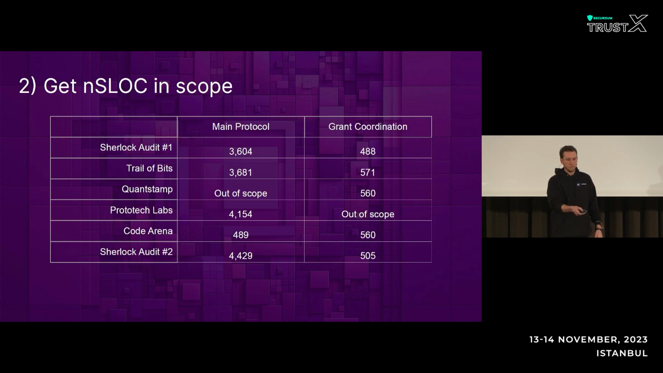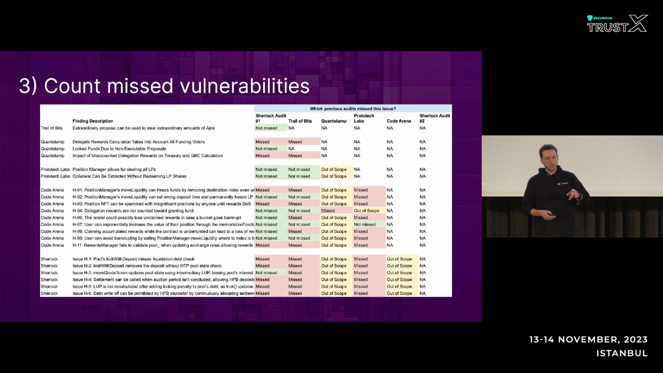So the next step is get the NSLOC in scope. This is fairly easy. So there was a main protocol in Ajna, and then there was kind of the grant coordination contracts. As you can see, we already have some problems here. QuantStamp didn't actually audit the main protocol. Prototech Labs didn't actually audit the grant coordination contracts. So this is already getting a little bit complex in terms of how we're going to evaluate the effectiveness of these different audits.